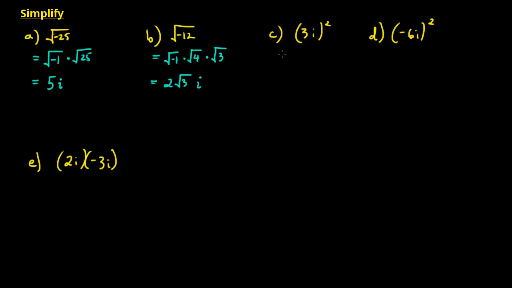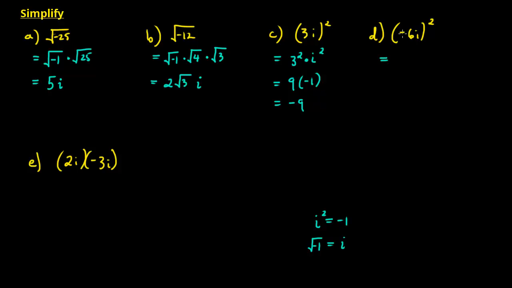Next we've got 3i squared. So let's think about this. Remember that we defined i such that i squared is equal to negative 1, and also the square root of negative 1 is equal to i. So here I've got this square applying to both 3 and i. So I can rewrite this as 3 squared times i squared. 3 squared is 9, and i squared is just negative 1. So this is equal to 9 times negative 1, which is just negative 9.